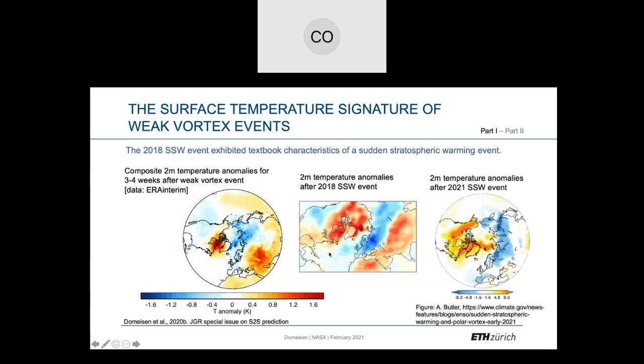It certainly contributed to this response. So this is the 2-meter temperature anomalies after this year's event in January. This figure is by Amy Butler that she made for a blog that we just recently wrote for NOAA. So again, you see this typical pattern. I have to warn you, this is not the pattern that we see every single time, but it happens a lot. That's why on average, obviously, you get this kind of signal.